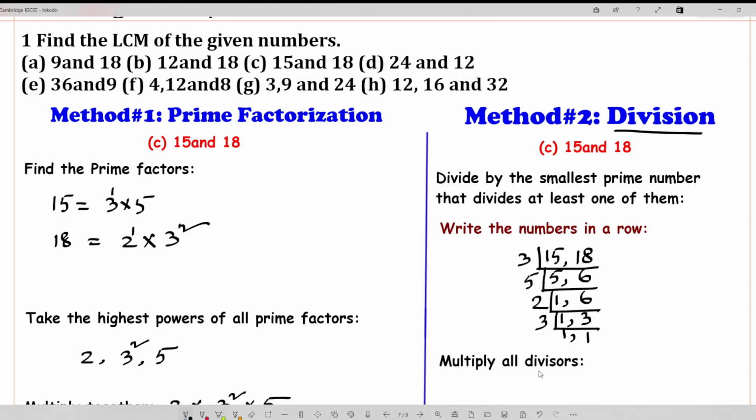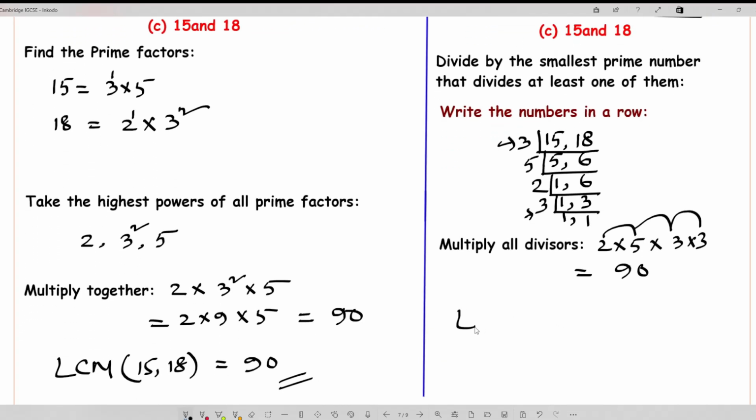Now multiply all the divisors. Here we can write 3 and 3, it means 3 square. So 2 times 5 times 3 times 3, right? So 10, 30, 90. This is our answer. So the answer is the same. LCM.